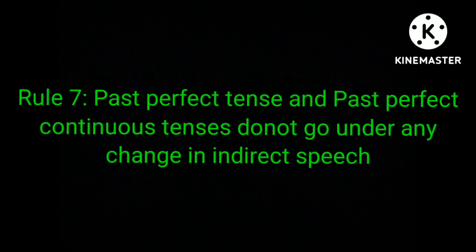Now let us move to rule number 7. Past perfect tense and past perfect continuous tense do not go under any change in indirect speech. Remember this point. Let us see this example. Rani said, I had stolen the book.